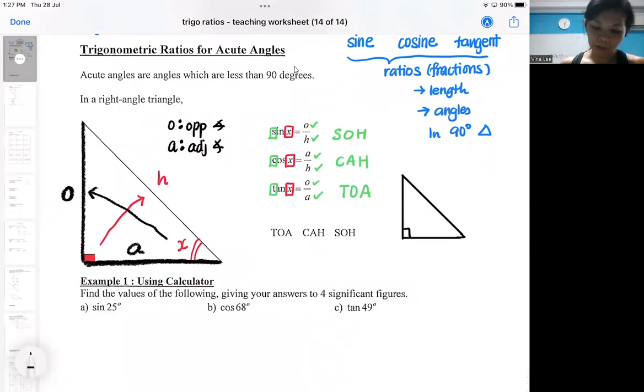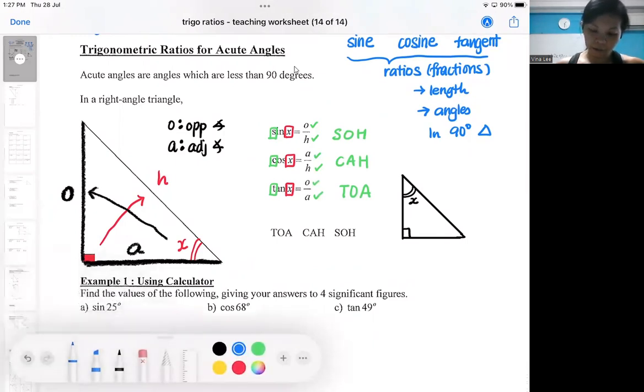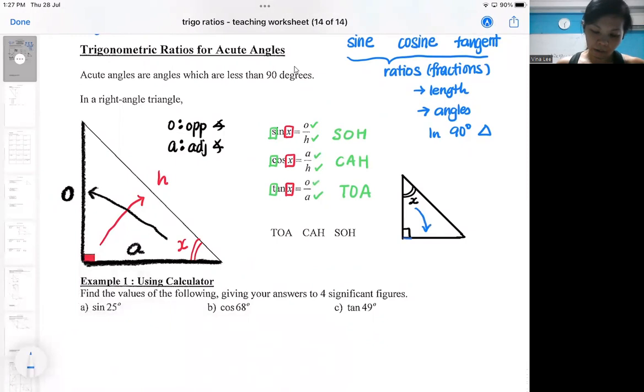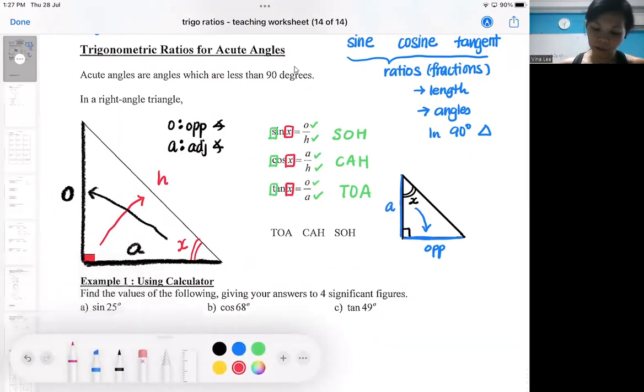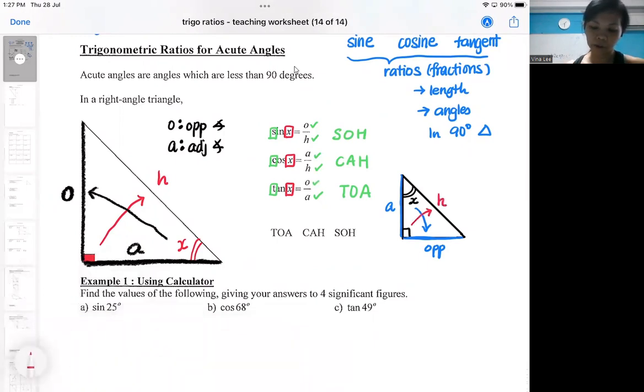So right now, I'm going to put my angle here. If I put my angle here, this length will be the opposite because it's opposite the angle. This length will be adjacent because it's touching the angle, whereas the 90 degree doesn't change. So the hypotenuse doesn't change. So can you see, if I change the angle, the O and A will change.